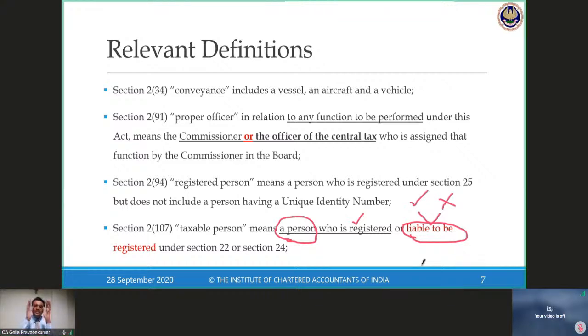A person who is registered, a person who is liable to be registered is called a taxable person. So whenever I refer to the term taxable person, it doesn't include only a registered person. It also includes a person who is liable but not registered. When we go through the provisions, you will have clarity why we are referring to this term called taxable person, how we will use this term called taxable person.